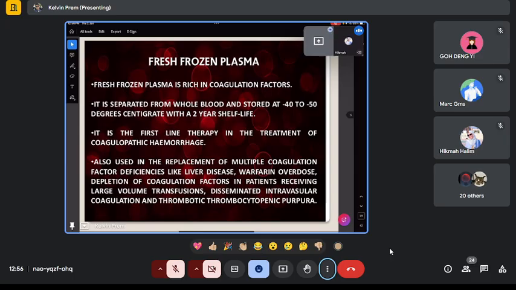So fresh frozen plasma is actually your blood broken down. They only retrieve the plasma out of it. So this is actually rich in coagulation factors.